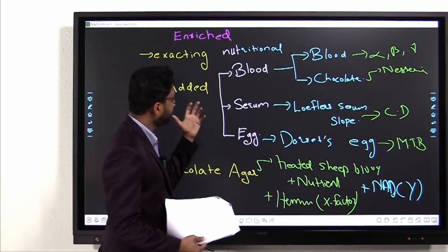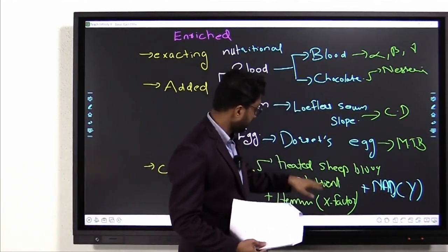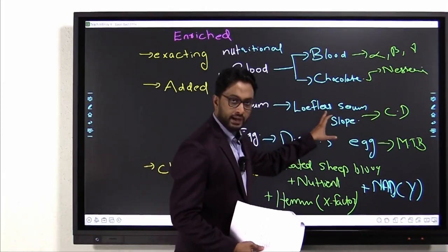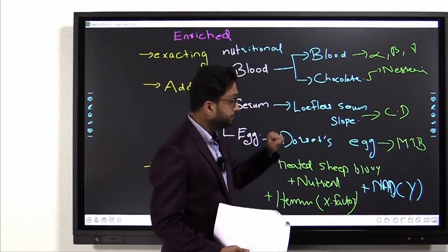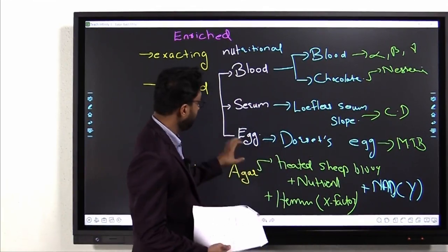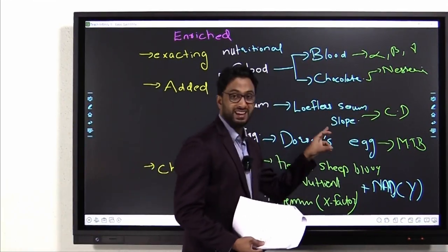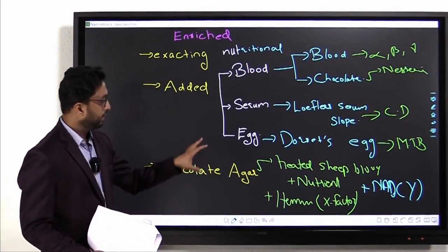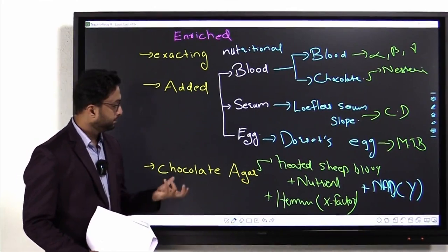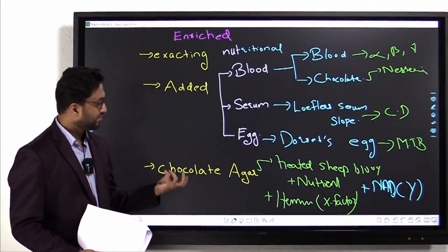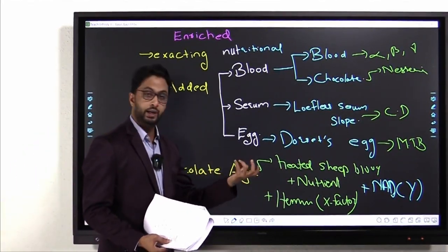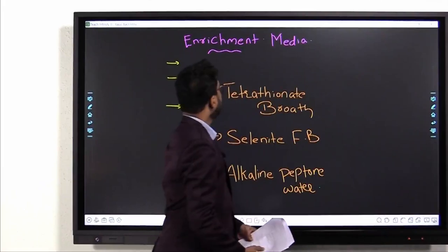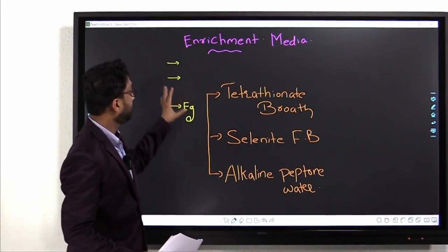And what is added? Blood, serum or egg. Blood agar or chocolate agar. Now you know what is chocolate agar. Serum when added is called Loeffler's serum slope for Corynebacterium diphtheriae. Then egg added is called Dorset's egg media for Mycobacterium tuberculosis. And chocolate agar has heated sheep blood plus nutrient agar and hemin and NAD, which are X and Y factors respectively.